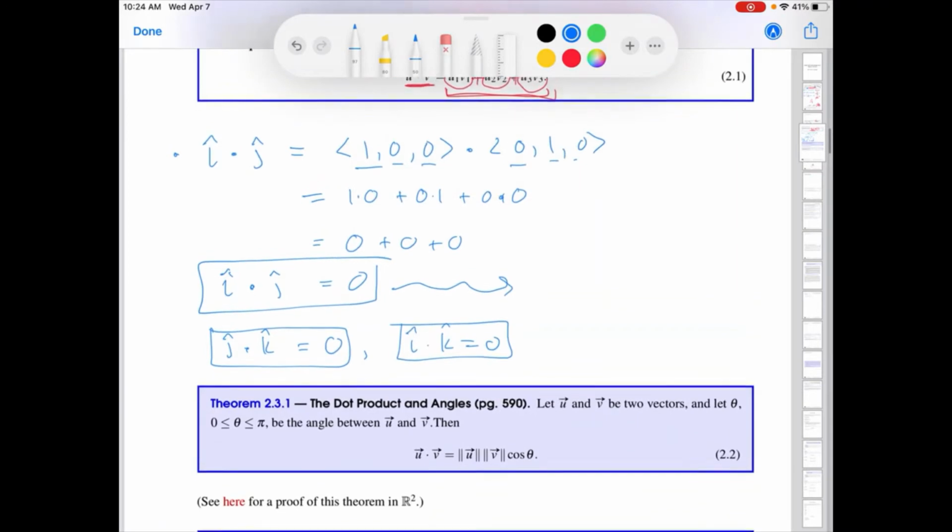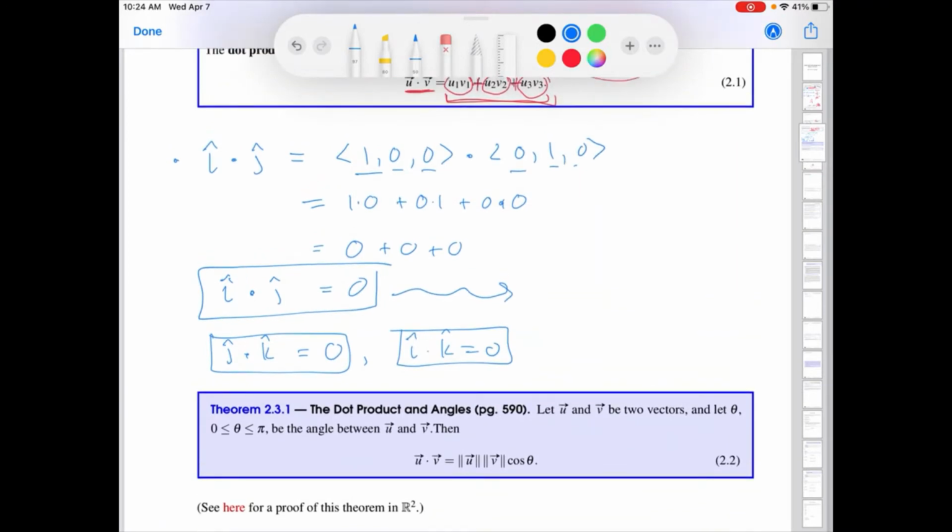So here is the theorem that is going to connect those concepts for us. So this is the dot product in angles, page 590 in the book. So suppose that I have two vectors, u and v, and let theta between 0 and pi be the angle between u and v. So let me just stop there. Here is u. Here is v. You might ask me, what is theta? How do I conceive of the angle between u and v? Okay, well, one thing you can do is that you can bring these two together so that you can look at the angle between u and v.